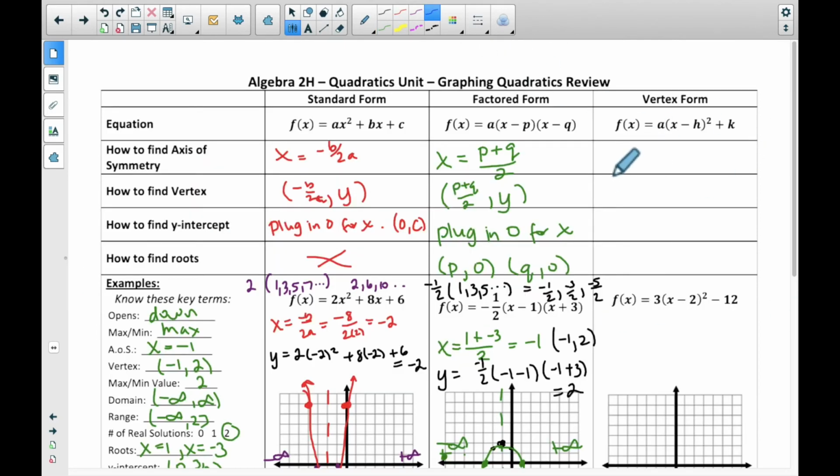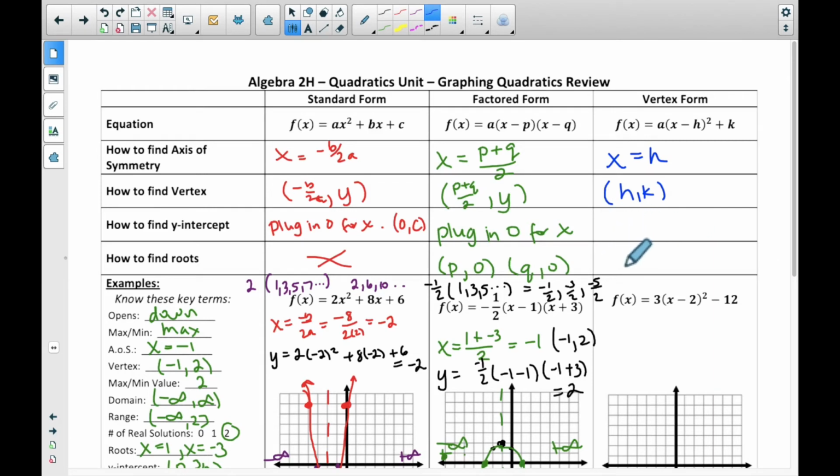Last form is our vertex form. Actually, on vertex form, I'm going to go to vertex first and then go back to axis of symmetry because the vertex is (h, k). Remember, the h has a minus in front of it, but it's going to be h, and then k is just as it is. Now, the axis of symmetry is just the x portion of that, so it's just x equals h.